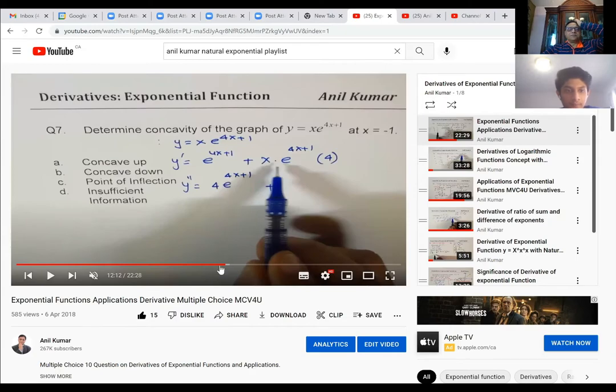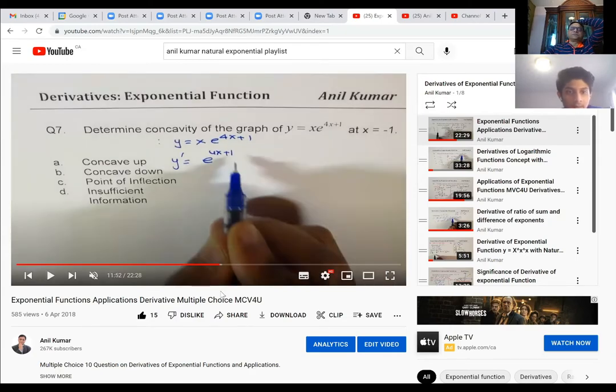Question number 7. Can you tell me how you do? Yes, sir. Determine concavity of the graph of y equals x e to the 4x plus 1 at x equals minus 1. Okay, so if you plug in x equals minus 1, right? So you would get a function of... okay, sorry. First you'd have to find the derivative, right? So the first derivative. And then using that, you can find the second derivative again, right? Correct. And then plug in minus 1 and see the sign. Concavity changes or not, right?